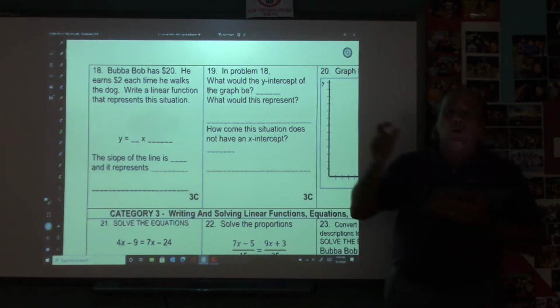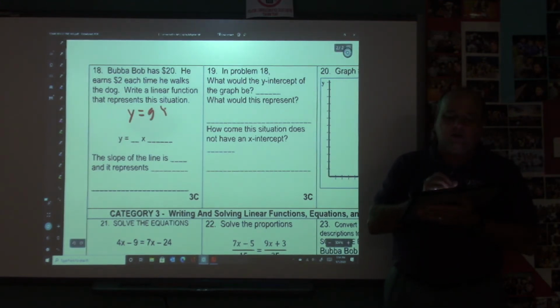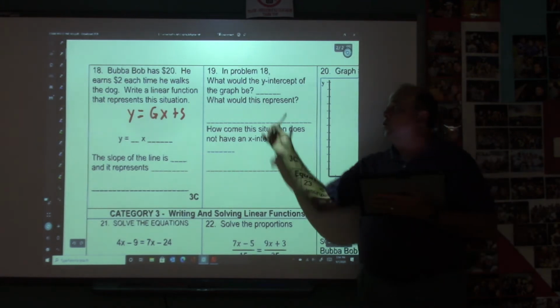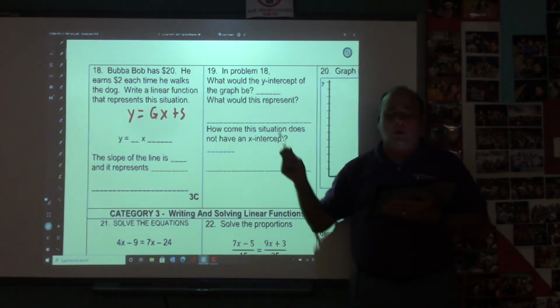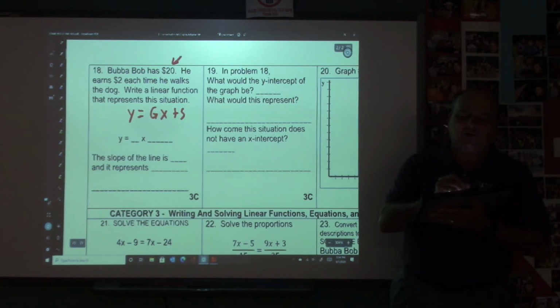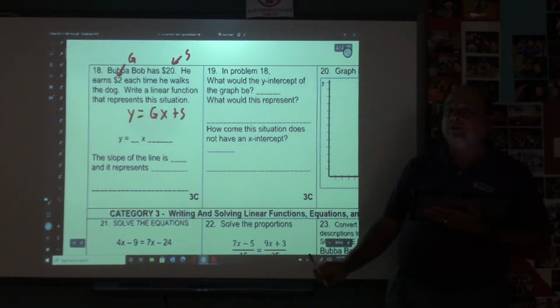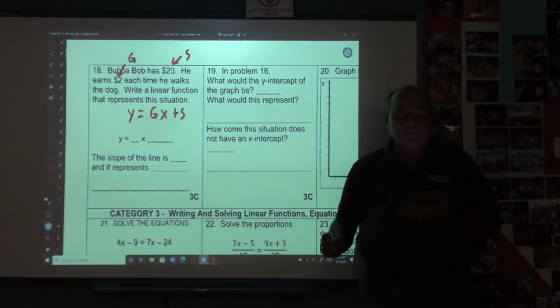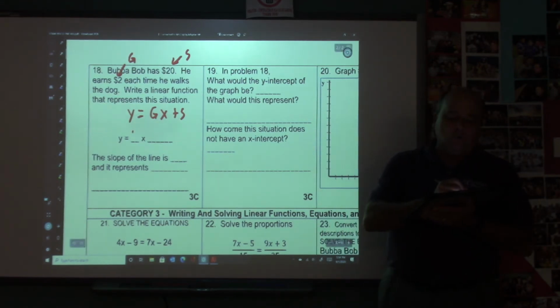So this problem here, we want to get our growing number and our starting number. This is how we're going to generate, and I usually use capital letters. Y equals gx plus s. Okay, so on this problem here, what's our growing number and what's our starting number? Bubba Bob has $20, that's our starting number, and he earns $2 each, that's our growing number. His money will go up, won't it? Okay, so our equation will be 2x plus 20, right?